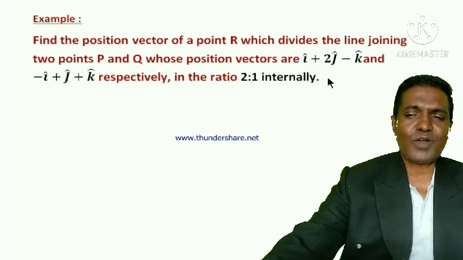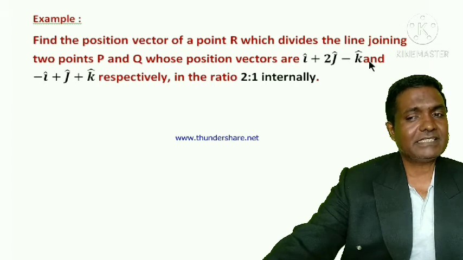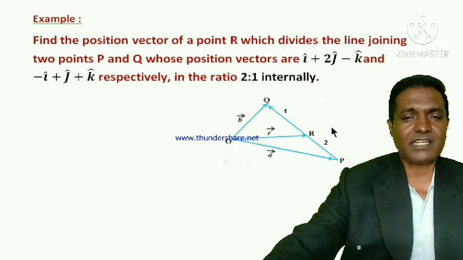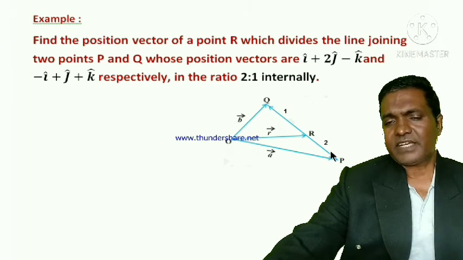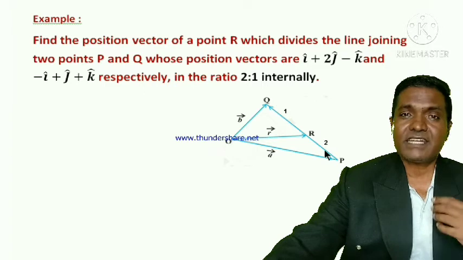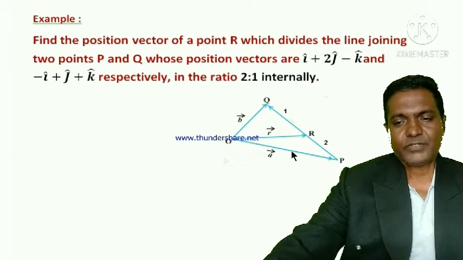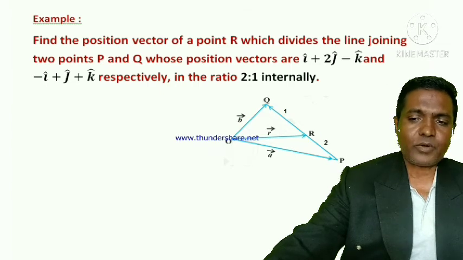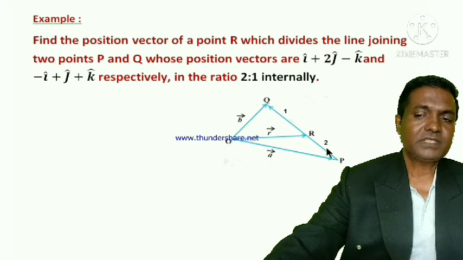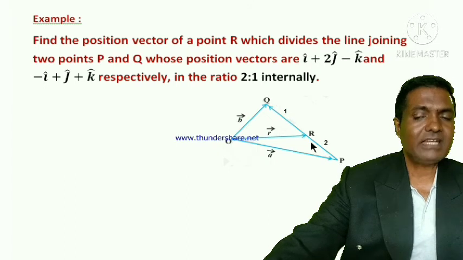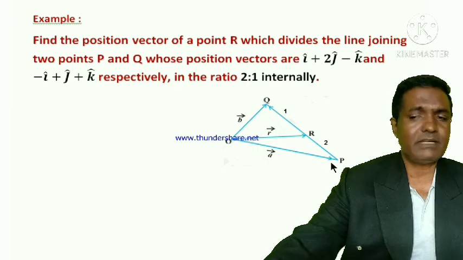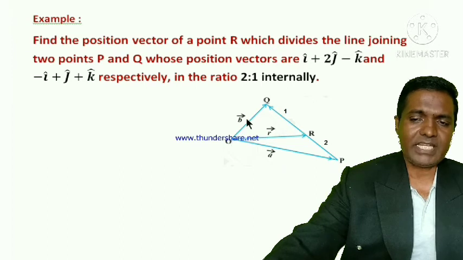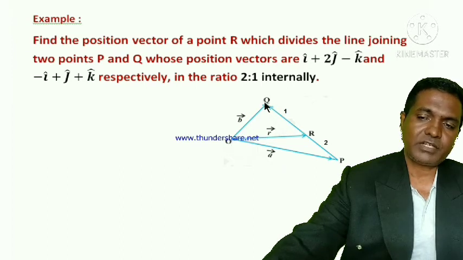Okay, as you all know, position vector means this is a vector a and this is vector b. So let's see the figure. You can understand it with the help of the figure. Drawing the figure is not essential, but to understand the concept better, you draw the figure. Here is the figure, and R is the point that is dividing PQ in the ratio 2:1 internally. So R is somewhere between P and Q. That is the meaning of internal.